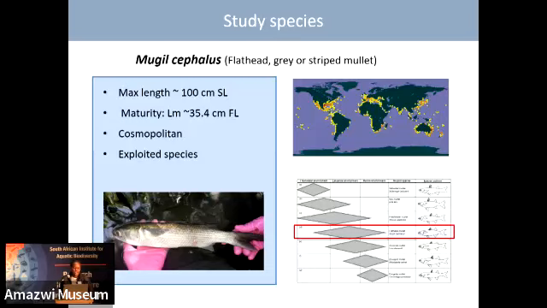So Mugil cephalus, also known as flathead, is the most distributed of the family. There's a map there showing occurrence data from GBIF, which is where you can find it across the world. It can grow up to one meter, and it matures around 35 centimeters. And this species has been known to have a bigger habitat compared to other mullets.